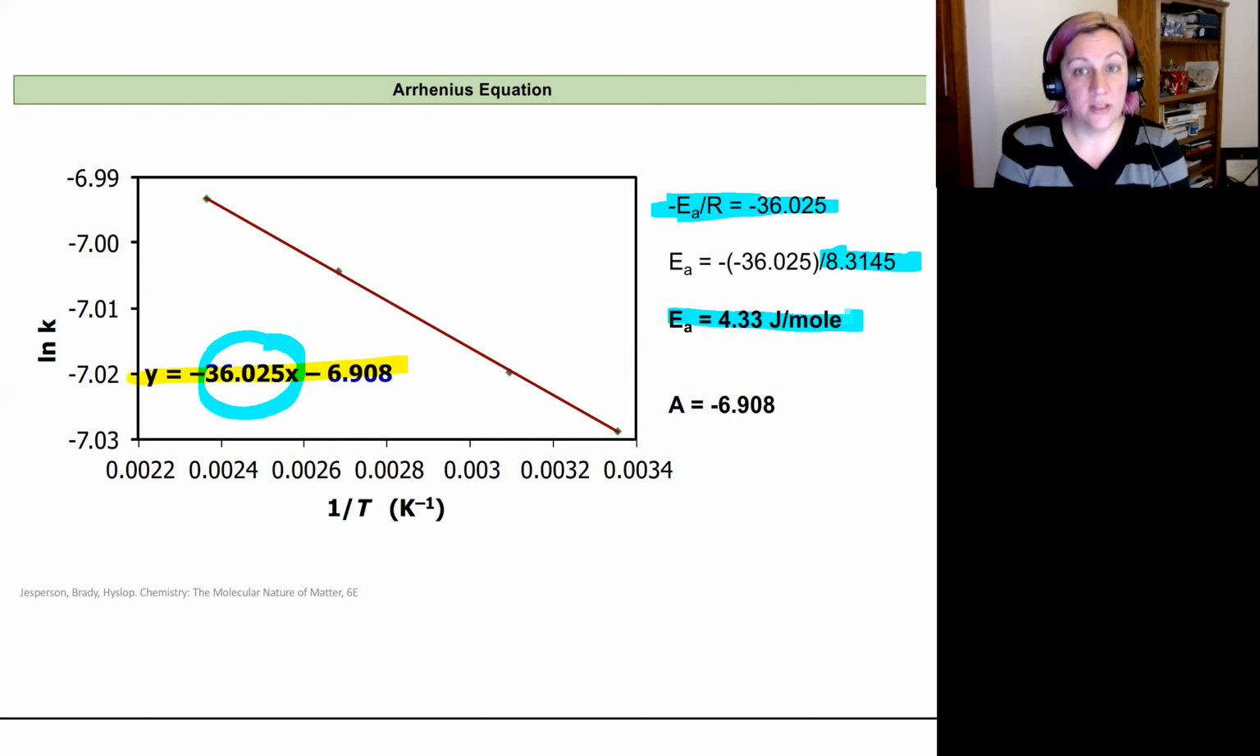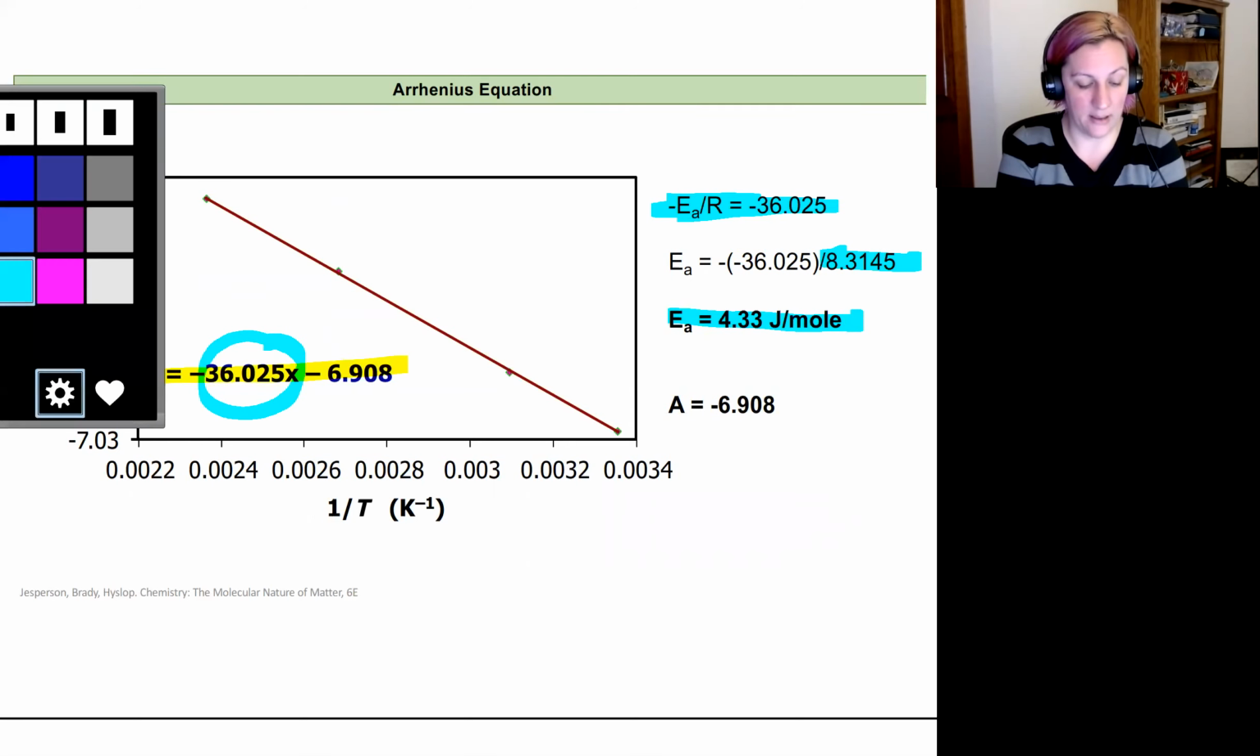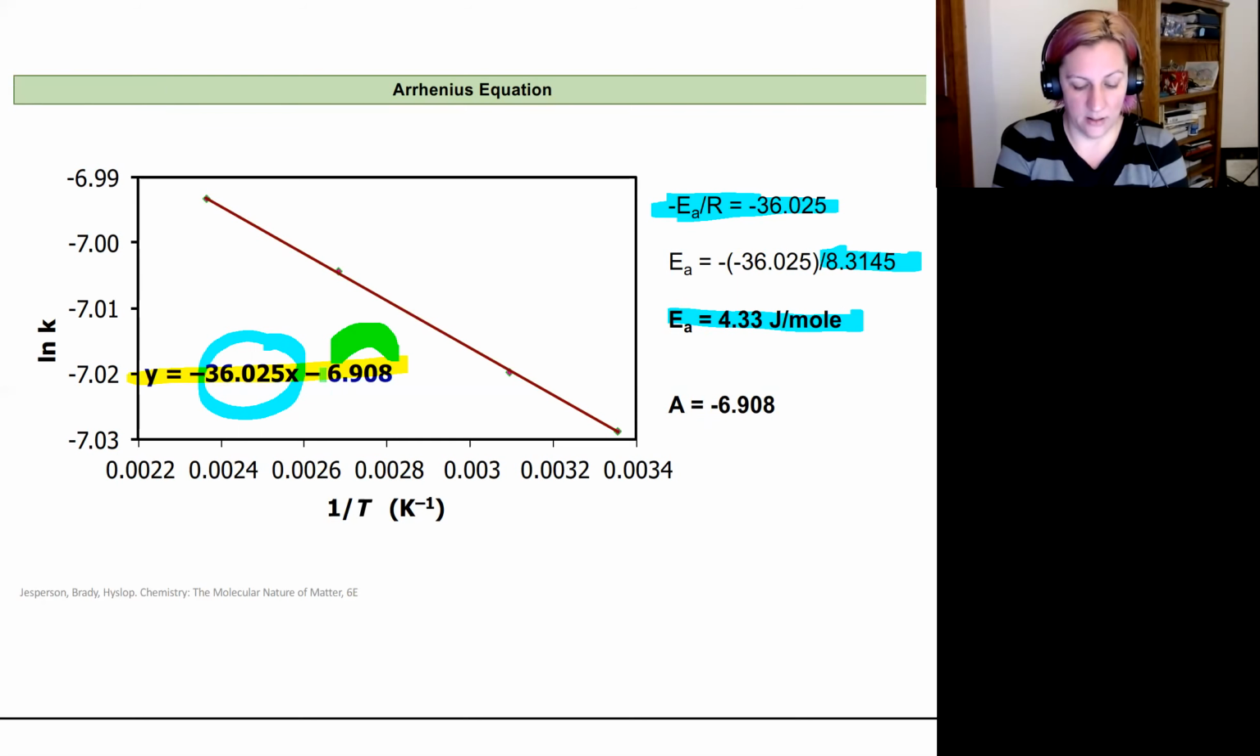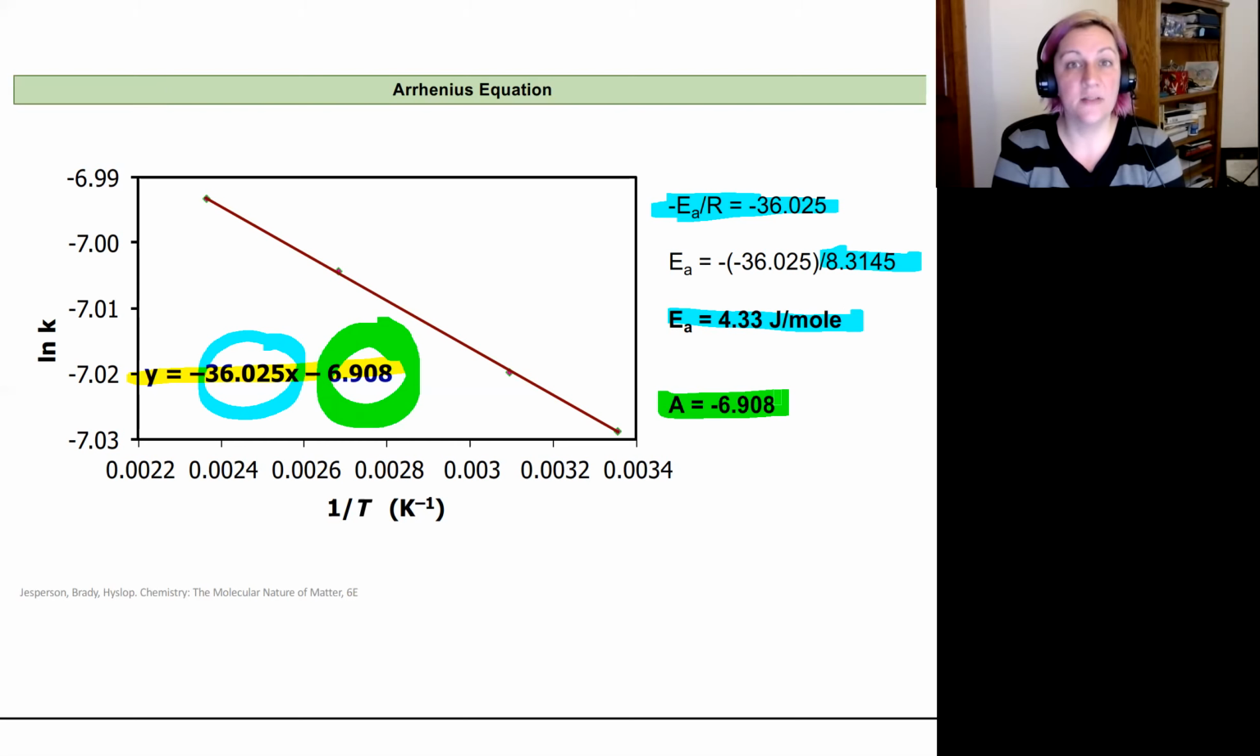We can also use this line to figure out where the y-intercept is. That's going to be this right here. And so that's going to be our frequency factor, that negative 6.908. And so we can get a lot of information just from graphing this.